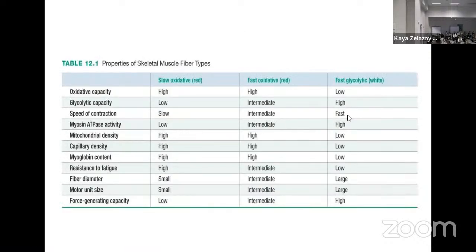So if we are comparing all of these, if you want a table form, we've got the table form here, comparing our slow oxidative fibers, which are going to be red in color. That's why it says red. Our fast oxidative fibers, which are also red in color, versus our fast glycolytic fibers, which are white in color. So as you're studying, this is where you can find, in like one picture, how good are they at oxidative phosphorylation? How good are they at glycolysis? How fast are they? Et cetera, et cetera.